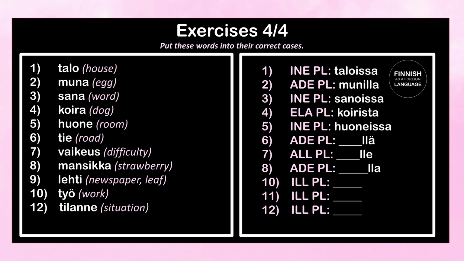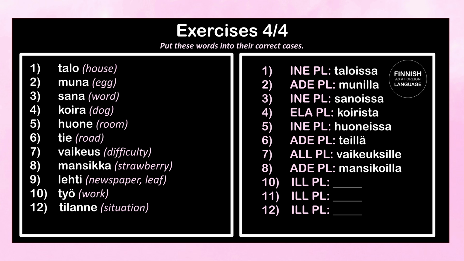That's right, the answer is teillä, which means on the roads. Next one, Vaikos. Can you form the allative plural? Excellent, it's Vaikoksilla. Next one, Mansikka, which means strawberry. Here we need the adjective plural. Perfect, it's Mansikoilla. 3 more.